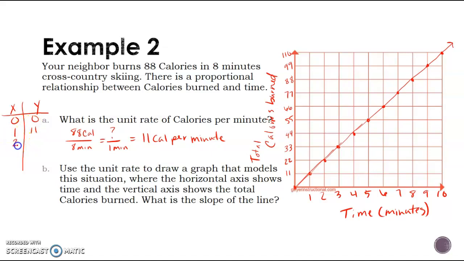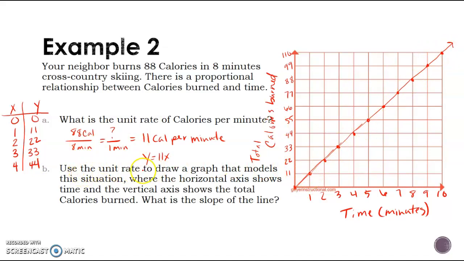And then for 2 minutes, I'm going to add another 11, right? Because I'm going to burn another 11 calories. So that's going to be 22 calories. For 3 minutes, I will have burned 33 calories. I can also think of this as the equation y equals 11x. And we haven't really talked about that, but that's what I'm thinking about when I go to graph. That for each minute, if I plug that in, 4 times 11 is going to give me 44. So that's how I came up with my points.